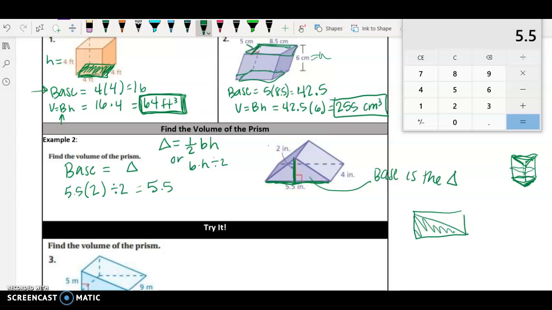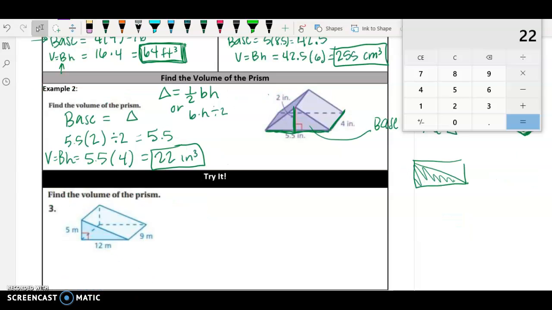And now we're going to multiply that times our height. And now our height is sideways because it's laying on its side. Remember, if we stood it up, our 4 would be over here. So we're going to do 5.5 times 4, because volume equals base area times the height. And so 5.5 times 4 is 22. And this will be inches cubed.